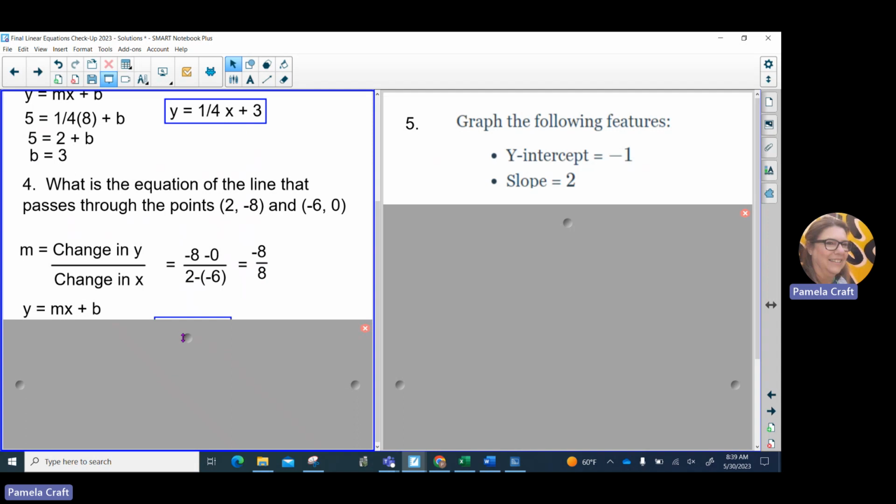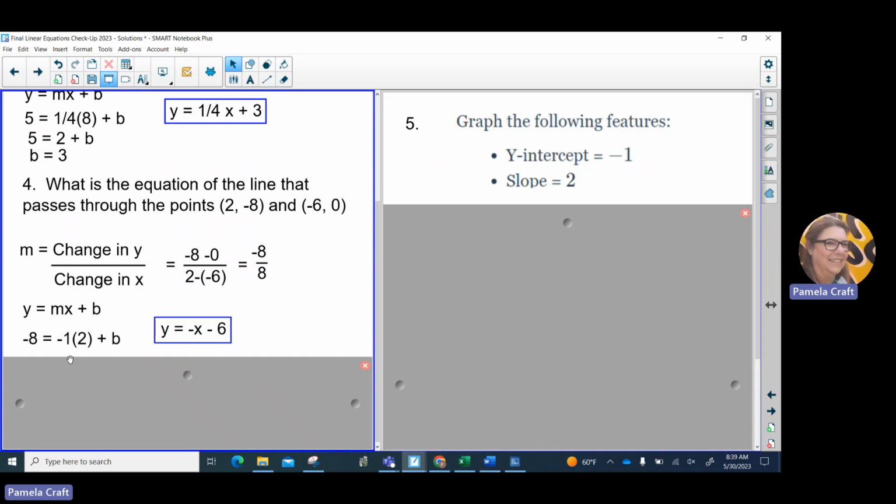Use that slope and one of your points in y equals mx plus b to find your b. So we're going to use (2, -8). So -8 is my y. -1 is my m, or my slope. 2 is my x. And I'm solving for b.